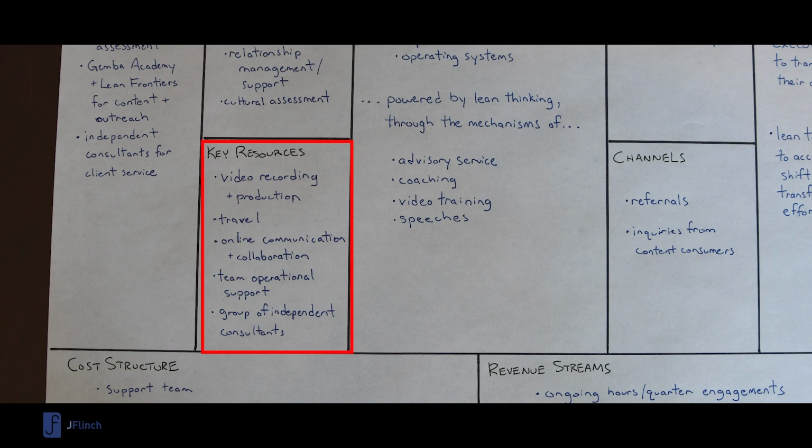Online communication and collaboration has been an increasing key resource for many different reasons, especially the distributed nature of some of my clients and the higher cadence of needing support that might come up more frequently than my visits would allow. And then team operational support, right? So my resources that I plug into that help me execute what I need to, really couldn't do what I do without them. And then a group of independent consultants.